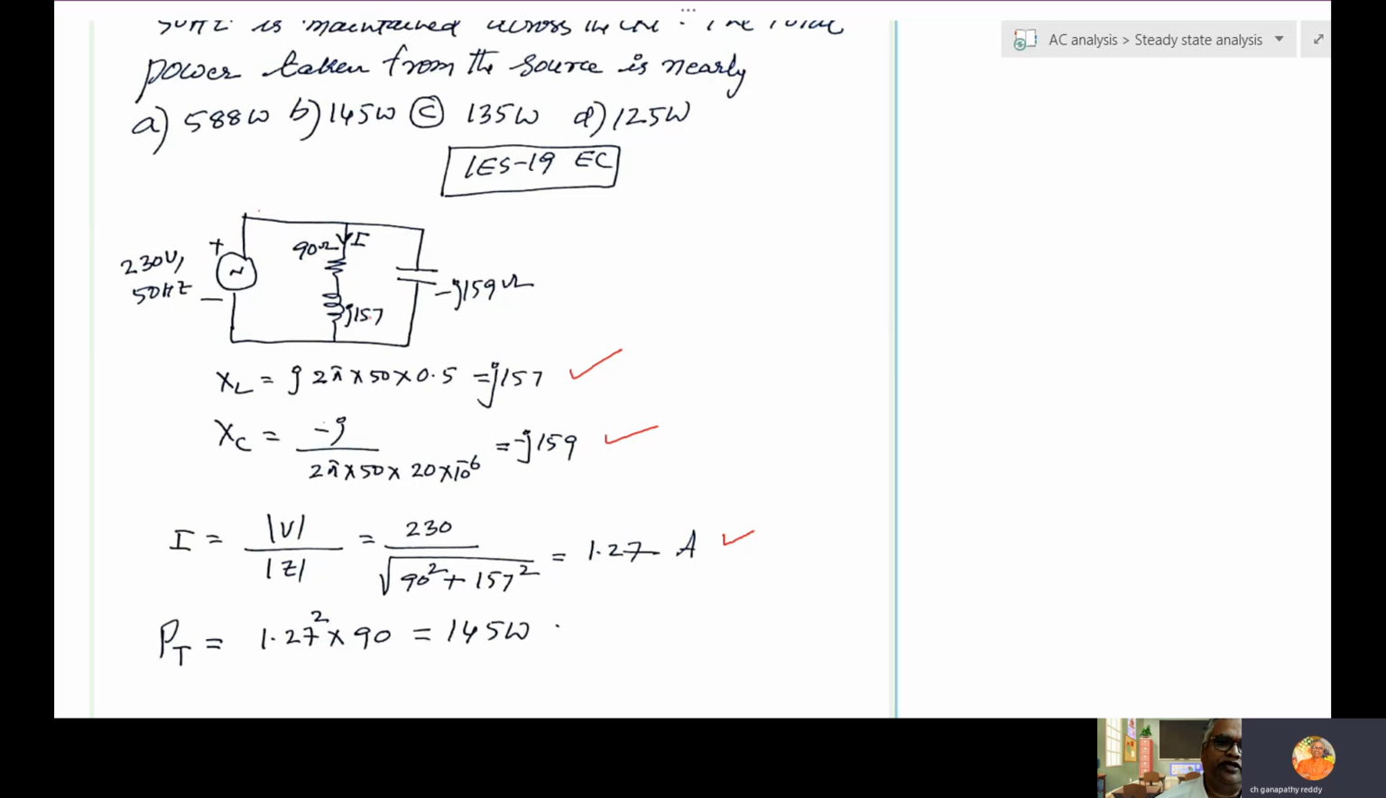That is I square into 90. 1.27 square into 90 is 145. The power supplied by the source will also be the same. If you have a doubt, what you can do is find this current I, find this current I, add these two, then multiply this voltage and current and take the real part, that is also the same. So this you can solve a little bit logically.